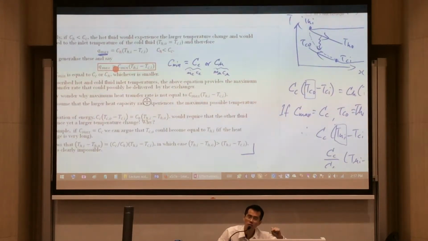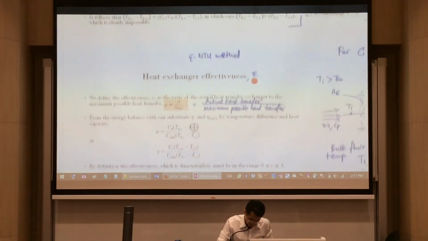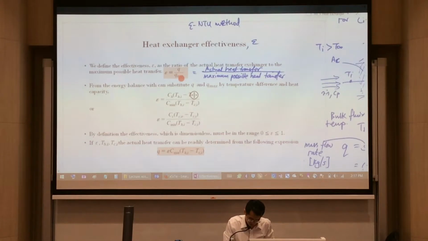That is your maximum possible heat transfer. Right, so that is your Qmax. So Qmax will be this Qmax, same as this Qmax over here. If you take the actual heat transfer divided by Qmax, the maximum possible heat transfer, that will give you the effectiveness.